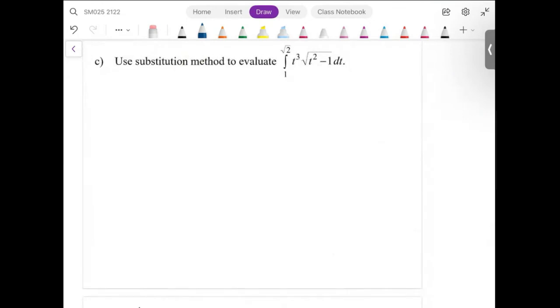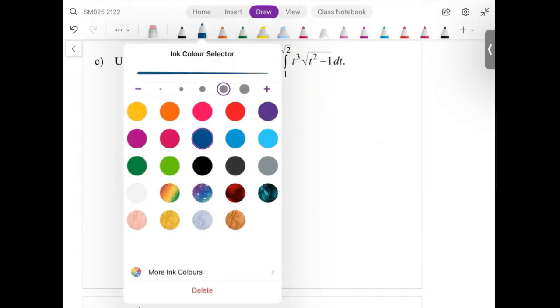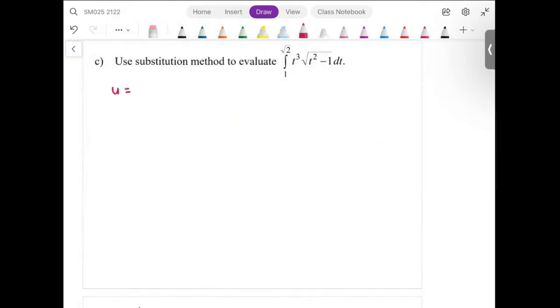So, use substitution method. Okay, ini soalan clearly stated we have to use integration by substitution to evaluate from 1 up to cert 2 integral of t cube times with cert of t squared minus 1 dt. Okay, remember step kita first we have to choose the correct u. So, here u, walaupun t cube tu kuasa dia lagi tinggi, tapi yang lebih complicated because we have a cert kat situ kan. So what's inside the cert, we would choose as our u. So here u will be t squared minus 1.